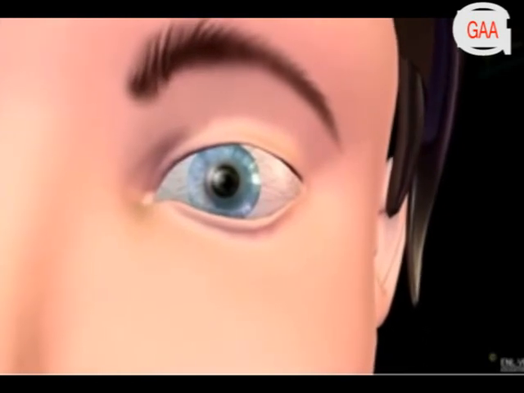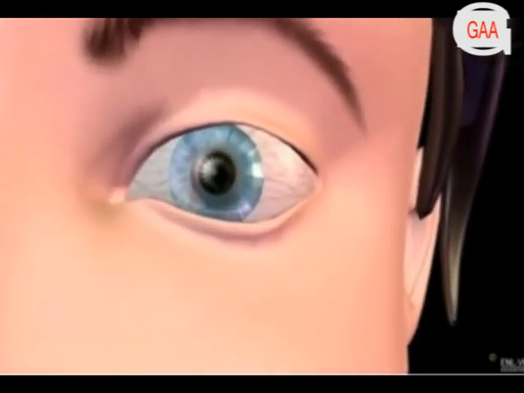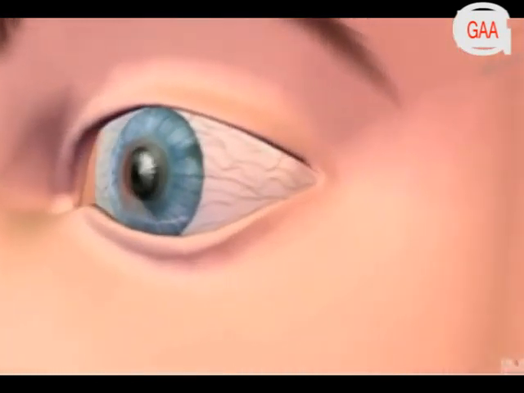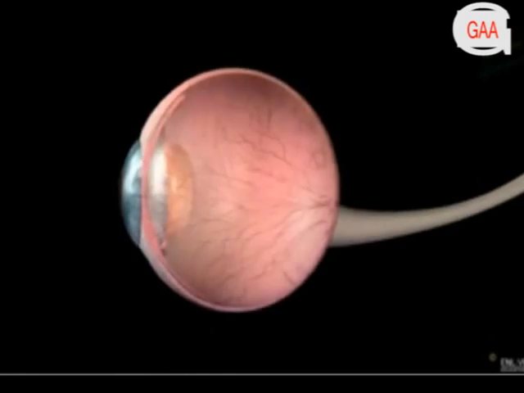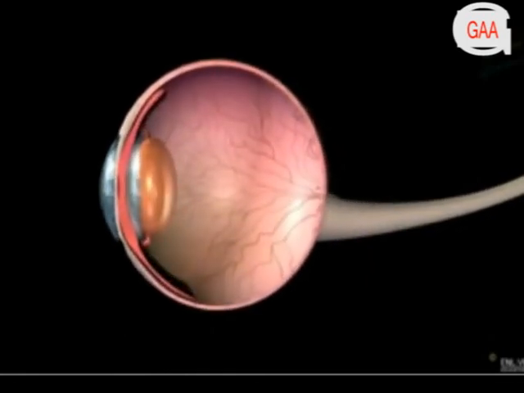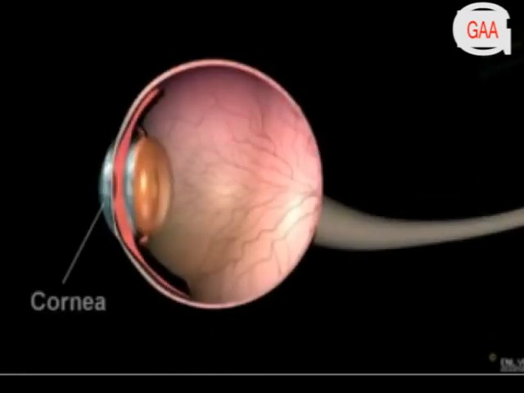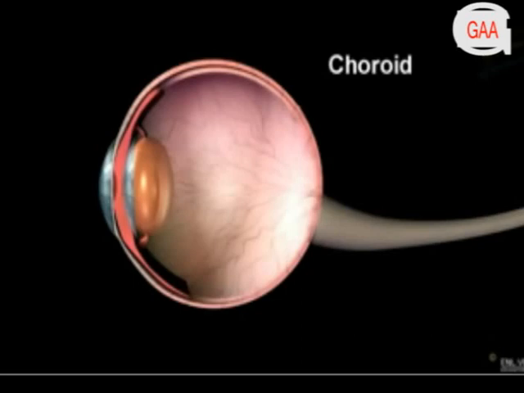The capsule of the eyeball seems to have three layers. This thick, tough outer layer is called the sclera and serves to protect the delicate structure within. This transparent bulging portion is called the cornea. There is also a crystalline lens, which is one of the main parts of the human eye. The second layer is called the choroid.